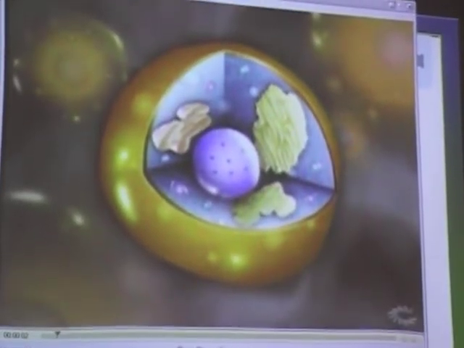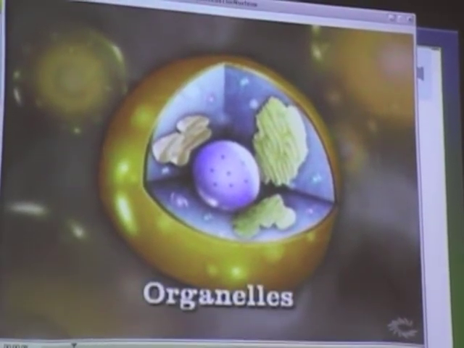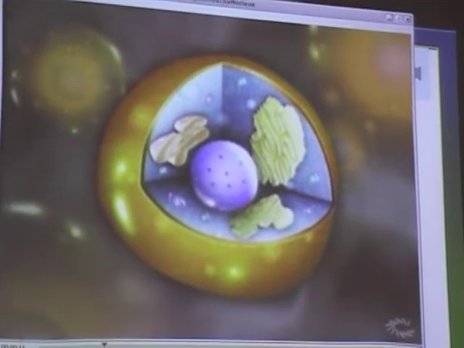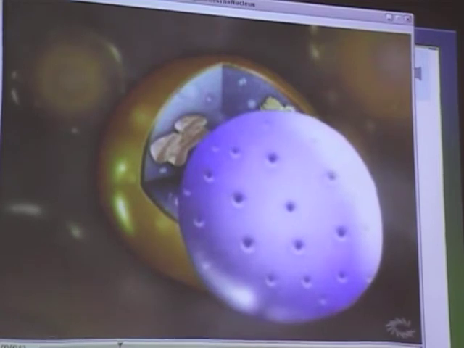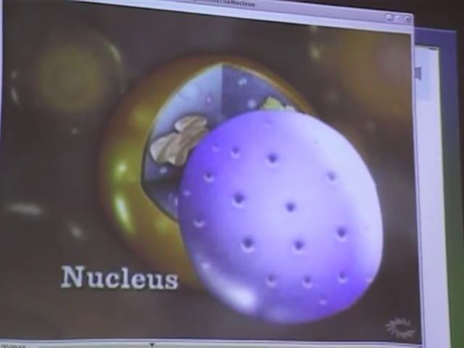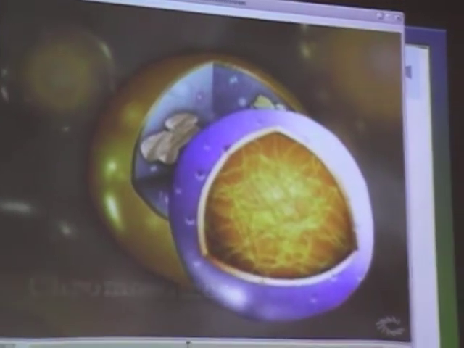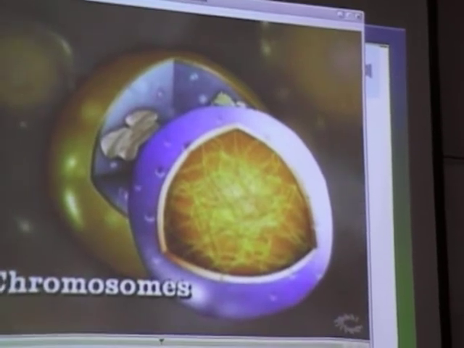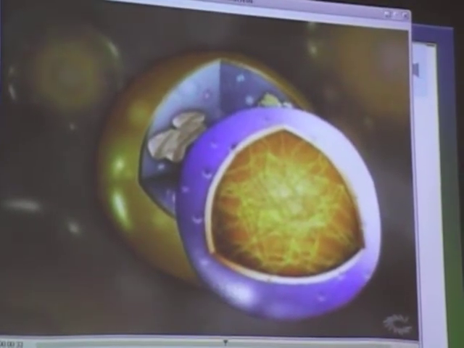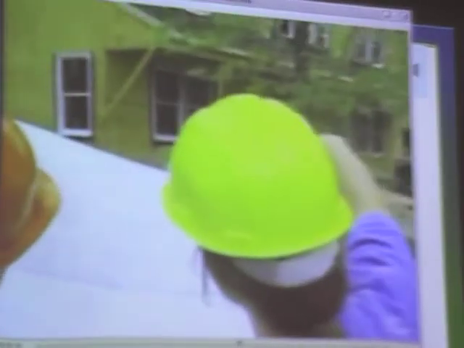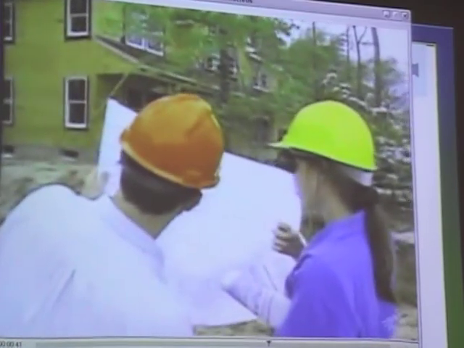Inside the cell membrane, there are many different structures called organelles, which literally means little organs. One organelle, the nucleus, is the control center of the cell. The nucleus has a membrane that has pores in it. These allow certain molecules to enter or leave the nucleus. Inside the nucleus, there is fiber-like material called chromosomes. Chromosomes contain the cell's genetic information. This genetic information is like an architect's blueprint that determines how wood, glass, and other materials are used to build a house.